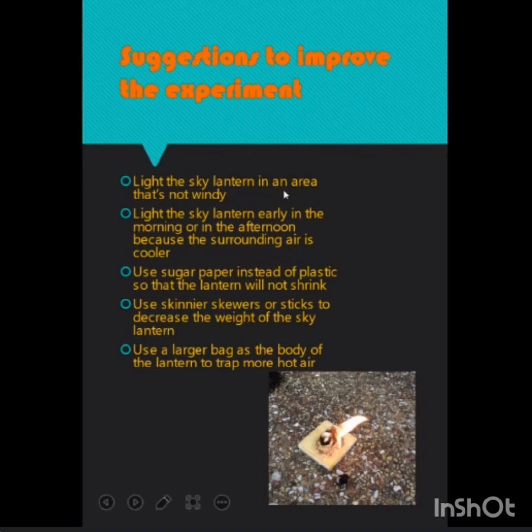Suggestions to improve the experiment. Light the sky lantern in an area that's not windy, or light the sky lantern early in the morning or in the afternoon because the surrounding air is cooler. Besides that, we can use sugar paper instead of plastic so that the lantern will not shrink. Or we can use skinnier skewers or sticks to decrease the weight of the sky lantern. We can alternatively use a larger bag as the body of the lantern to trap more hot air too.